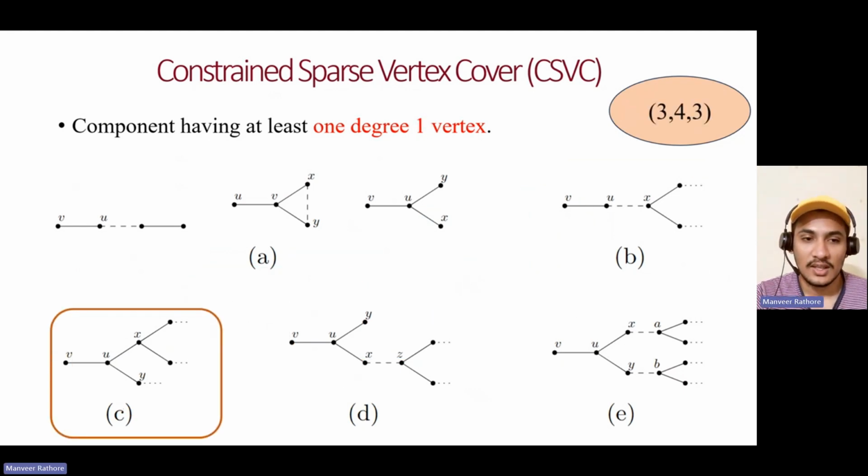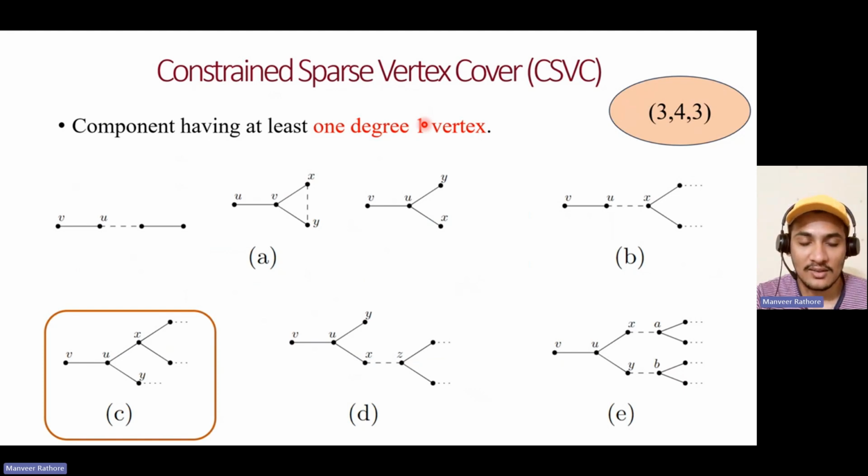Now in this C case, we'll again branch on X, since we know that when we branch on X, it will be 1, 3 branching. But in the case when we pick X in the solution, the remaining graph will give a 2, 3 branching, because in this B case, we knew that. So it will eventually become 3, 4, 3.